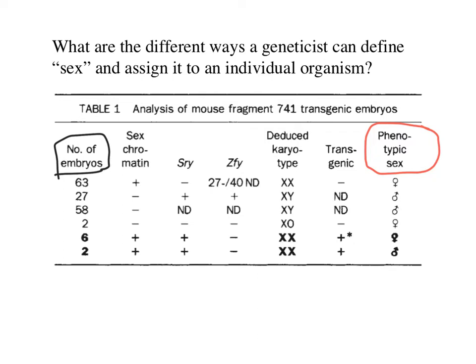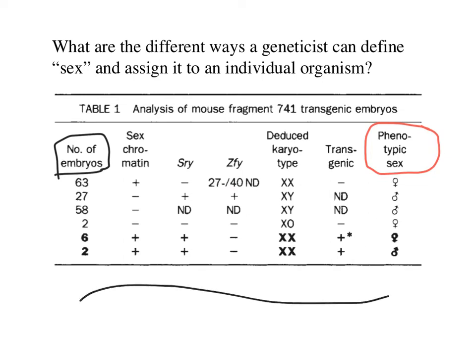And of those embryos, now they're just classifying how many of different embryos showed different patterns of these different columns. So we're going to skip sex chromatin for now. Ask me about it later if you want to know what that means. What's SRY? That's the gene. This is a particular version of SRY gene. Who didn't, minus, doesn't have it? 63 embryos didn't have SRY. They also, 27 of those 63 also minus didn't have this other gene, ZFY.